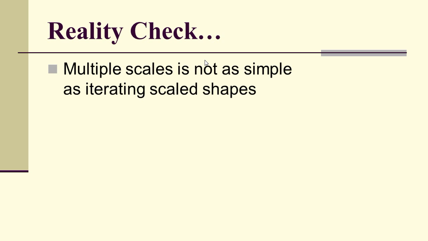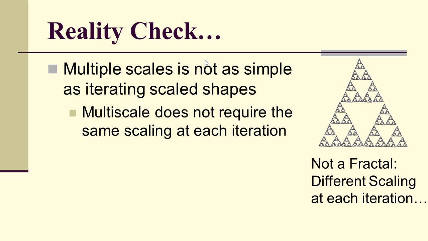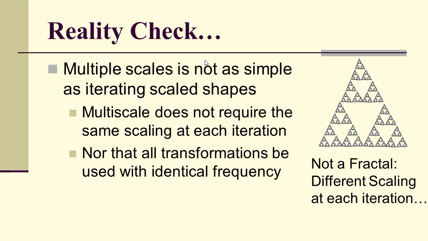But a reality check. Multiple scales is not as simple as iterating scaled shapes. It doesn't require the same scaling at each iteration. So for instance, I have this structure here. It's not a fractal. I created this structure. It looks like what's called a Sierpinski triangle, but it's not. I used a different scaling at each iteration. So it is multiscale. It is not a fractal.